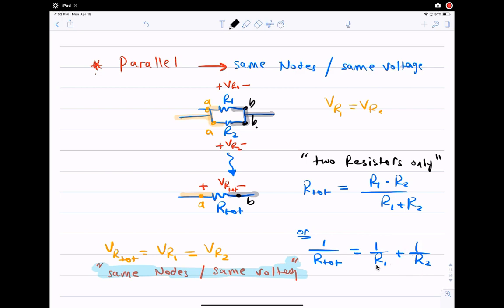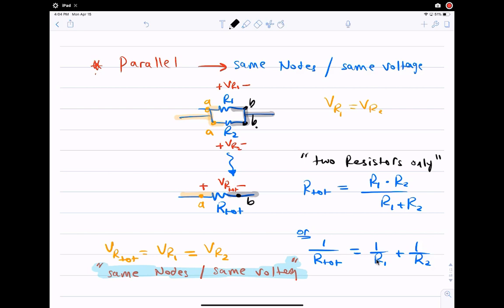And then whenever you calculate this side with your calculator, you can just flip the answer. If the answer was 1 over 2, just take the reciprocal, which is 2 over 1, and that would be the R total. So those are two formulas. Usually I use this one if I'm having more than two resistors. Like if I'm having 3 or 4, then I would say plus 1 over R3 plus 1 over R4.